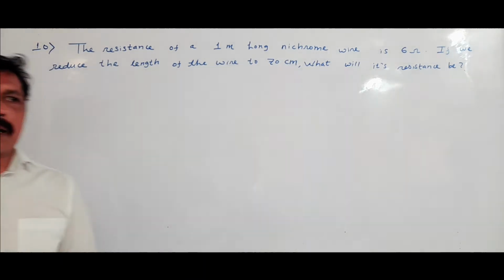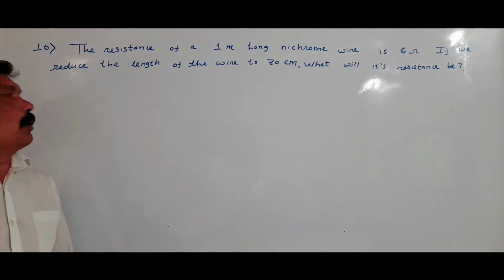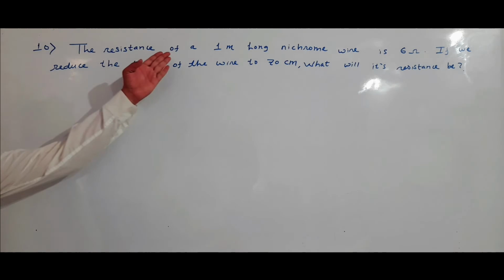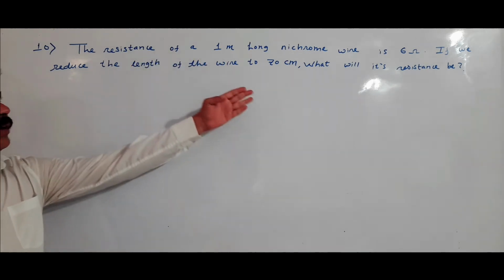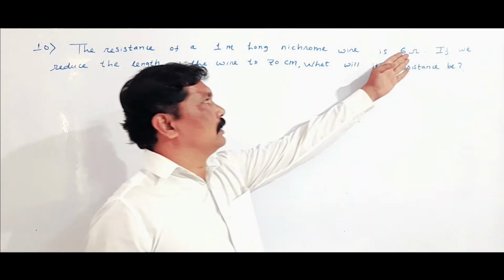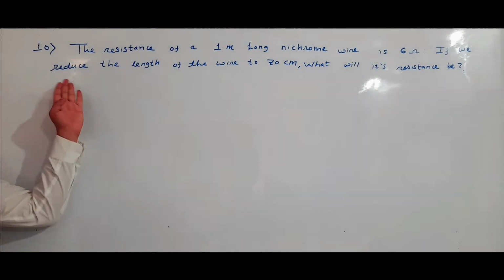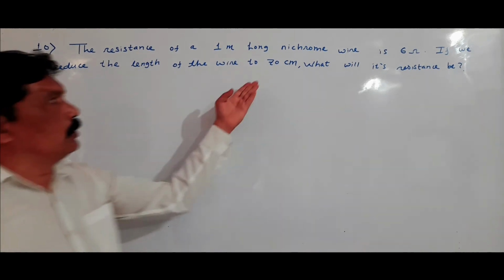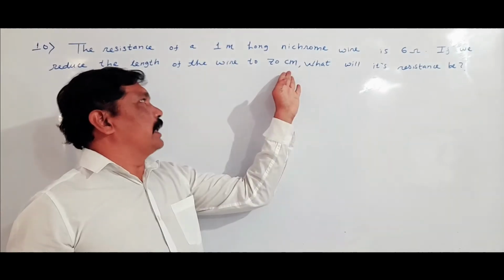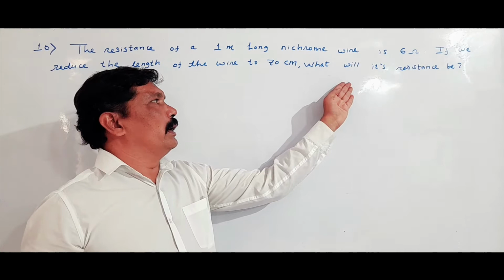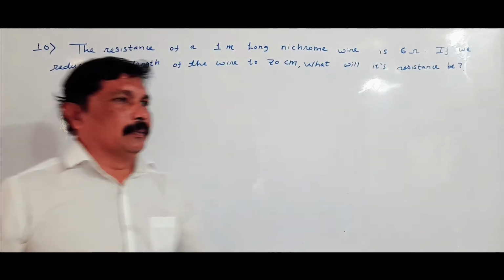Let's have brainstorming over the problem first. The resistance of a 1 meter long micron wire is 6 ohm. If we reduce the length of the wire to 70 centimeter, what will its resistance be?